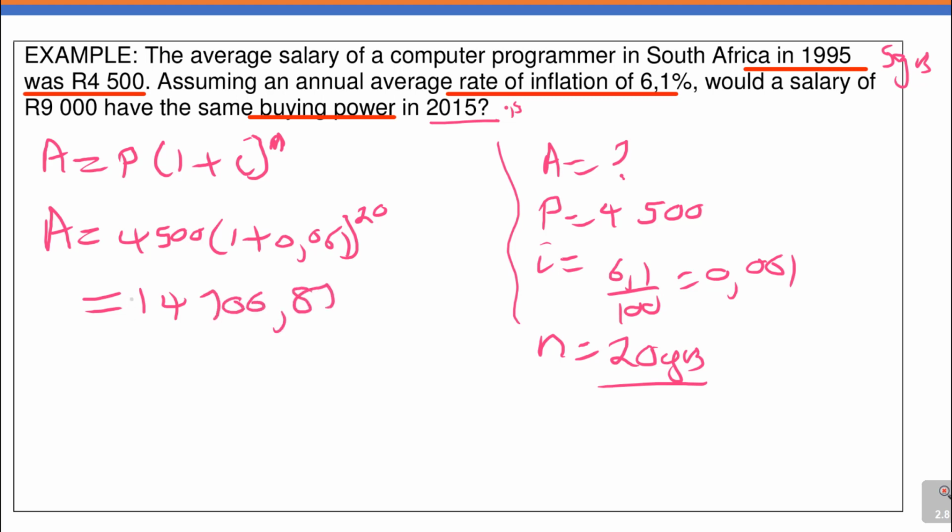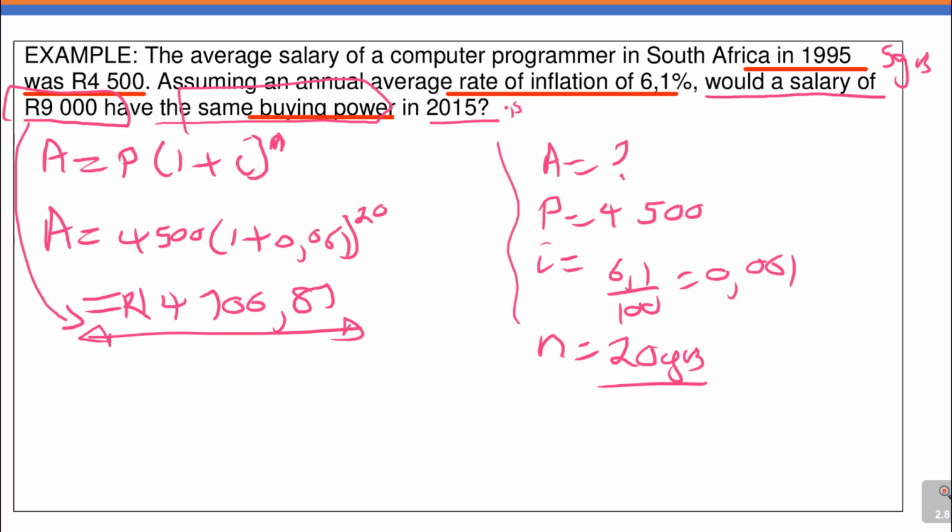Rand 87. This is the expected salary of a programmer in 2015. Now they are asking, would a salary of 9,000 have the same buying power? Suppose they are paying him 9,000. No, they are paying him less, because the things in the market, he's going to buy less with 9,000, because the way the inflation was going, he's supposed to be earning 14,706. But how much is he earning? He's earning 9,000. So the question is, will he have the same buying power? No. He will have less.